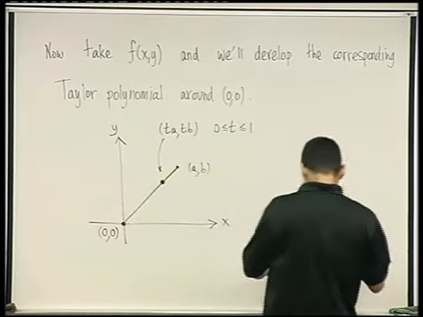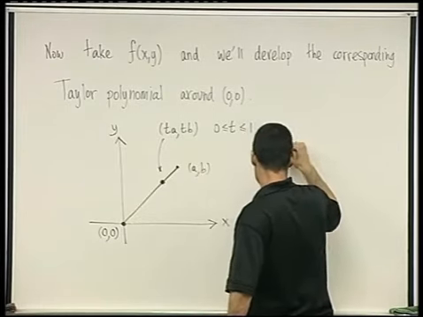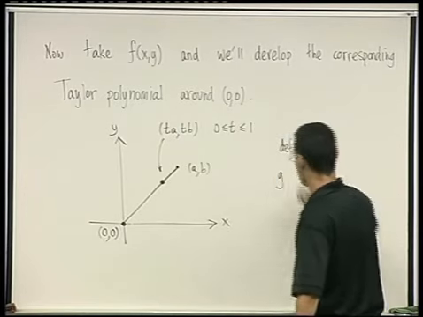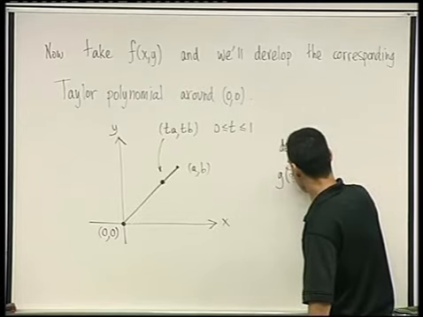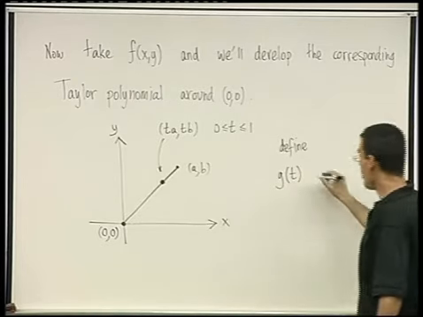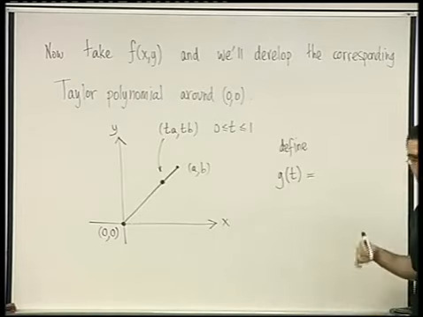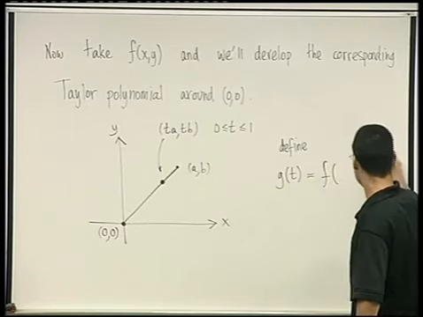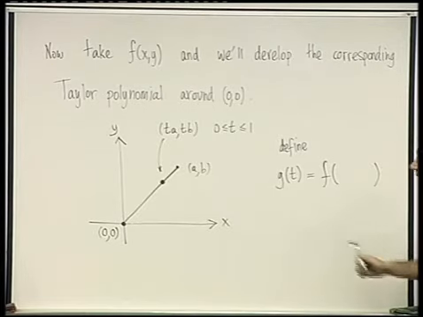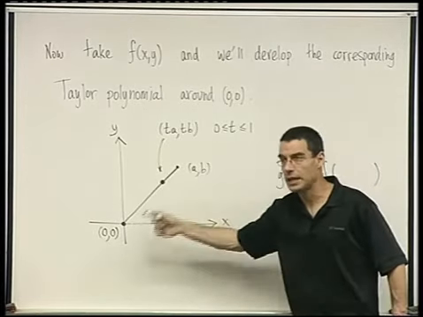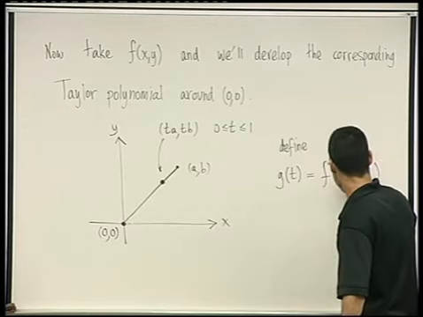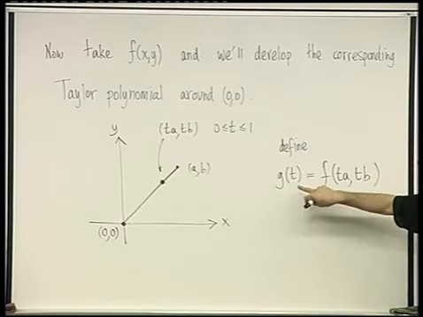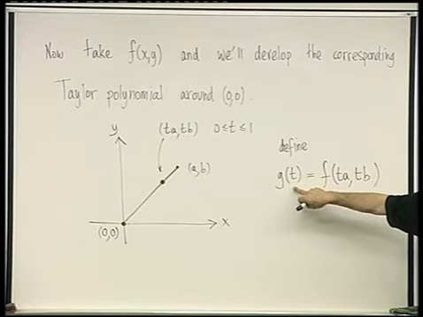Now, I'm going to define a new function. We're going to call it g. It's going to be a function of a single variable t. And the way I'm going to define it is as a composition. We've done things like this before. I'm going to take f, which is a two-variable function, and evaluate it at points along this line, at ta, tb. That's the value of g at t.